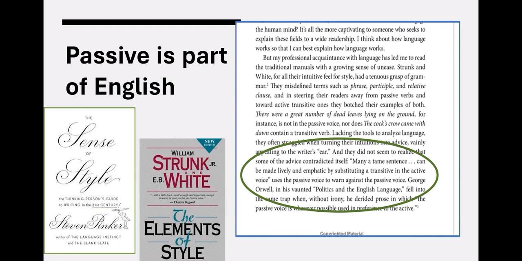Use it. It's a natural part of the language. Don't overuse it. Don't underuse it. Don't avoid it or make everything awkwardly active. Use passive as is natural in writing.